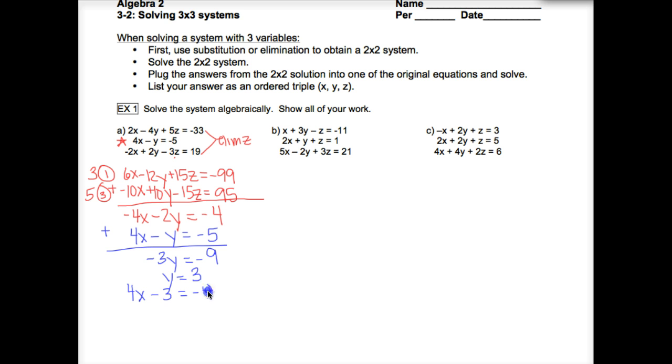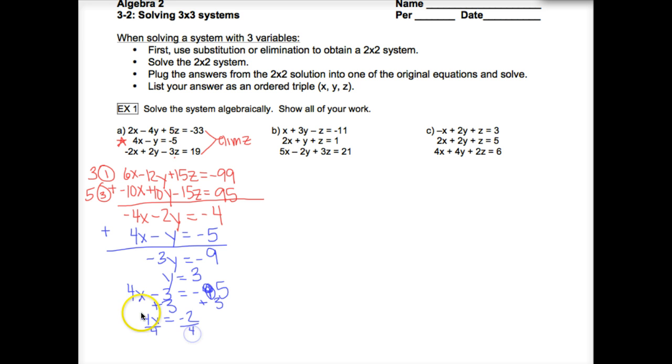Oops. I totally wrote the wrong one. I wrote the one from above. Don't do that. So negative 5 was this equation that I was using. So now add 3 to both sides. Negative 5 plus 3 is negative 2. 4x equals negative 2. It's not going to come out evenly.